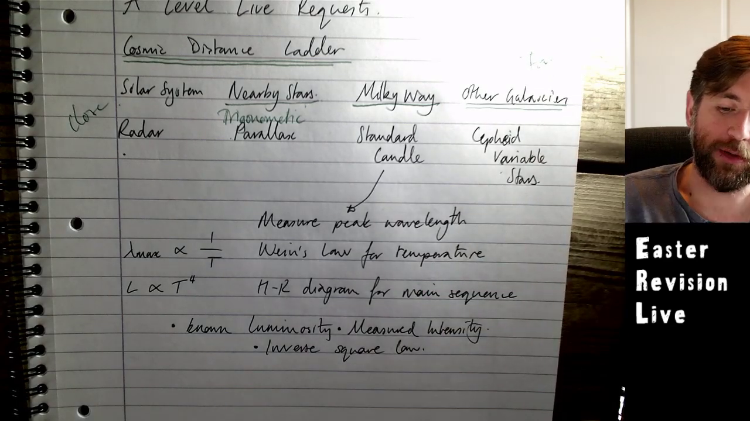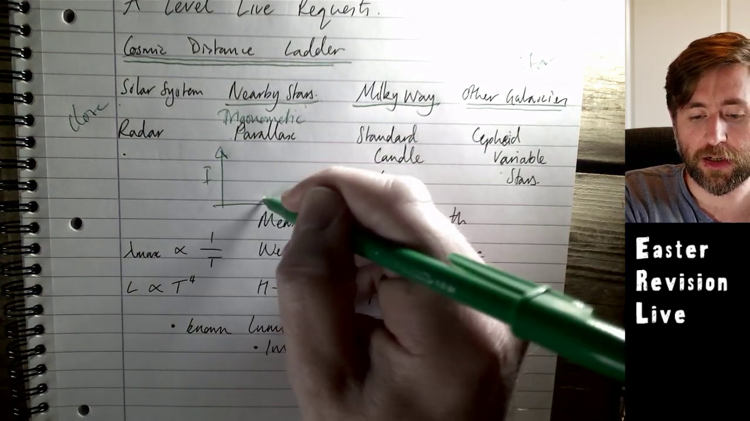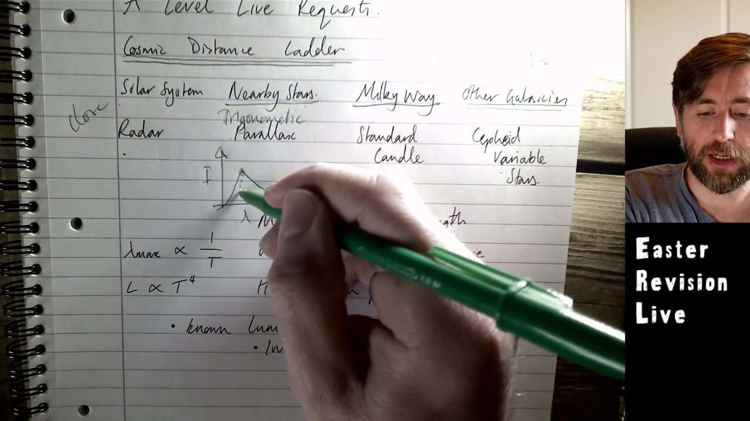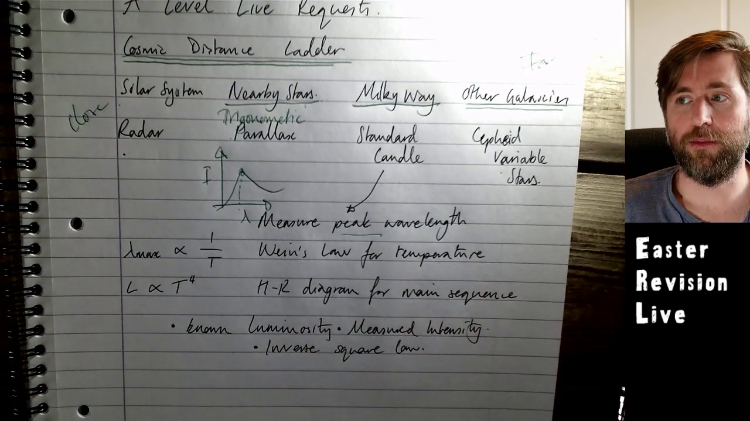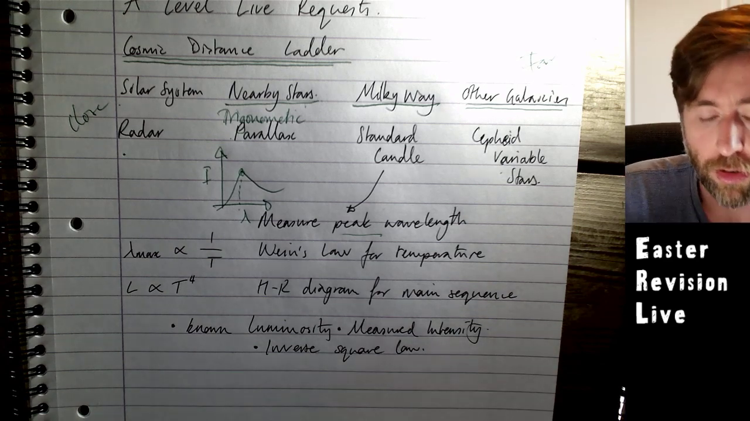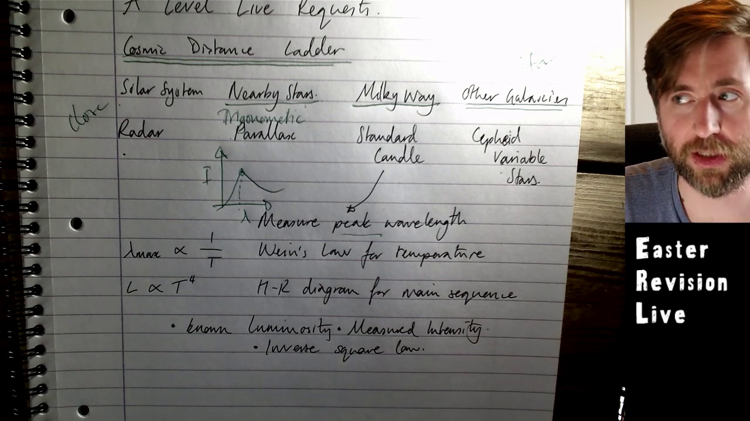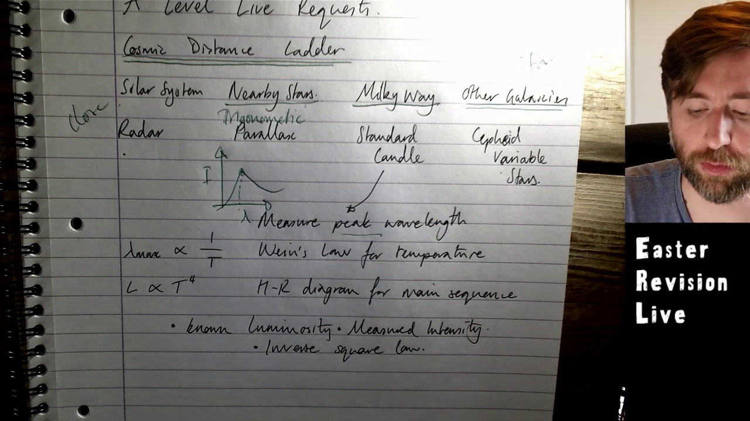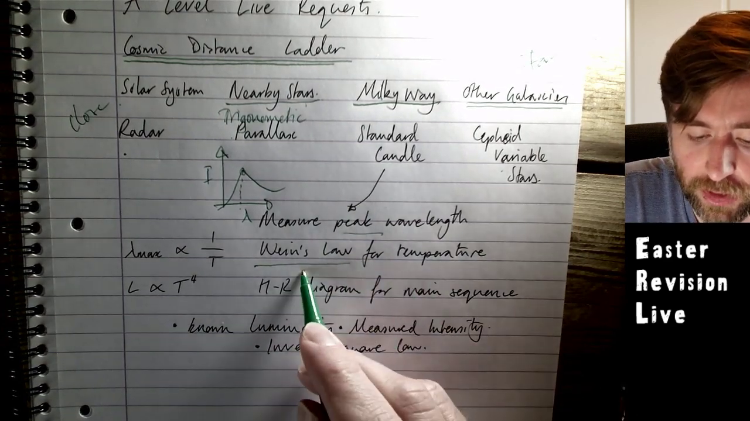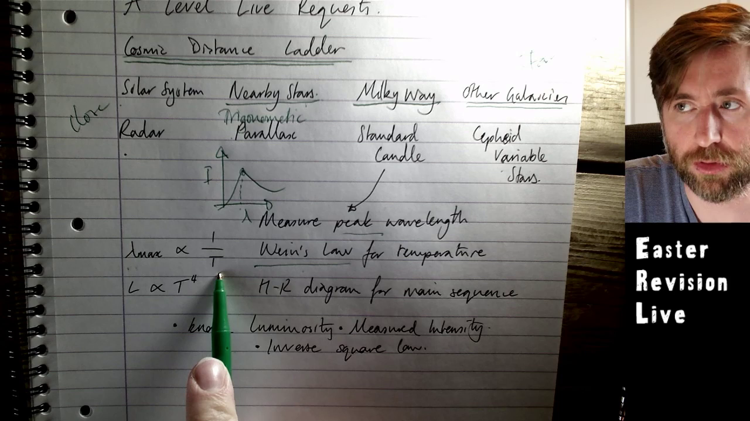So basically we measure the peak wavelength. You get this little graph of intensity versus wavelength, and you get this peak. This peak is lambda max in our formula sheet, the peak wavelength. And it turns out hotter objects have smaller peak wavelengths, they give out a higher frequency of light, so smaller wavelengths. And we can work out the temperature, therefore, by Wien's law. Wien's law simply states that the peak wavelength is inversely proportional to temperature.